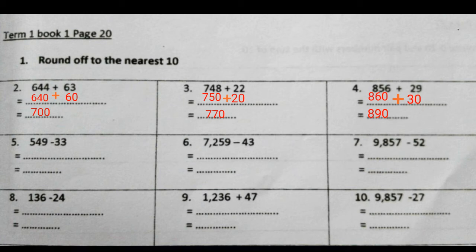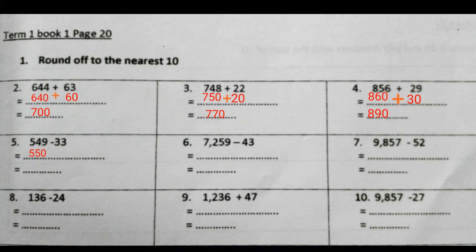Number 5. 549 minus 33. 4 is in tens place and 9 is in ones place. Since 9 is a rounding up number, we add 1 to 4. So 4 becomes 5 and we change 9 to 0. So it's gonna be 550.